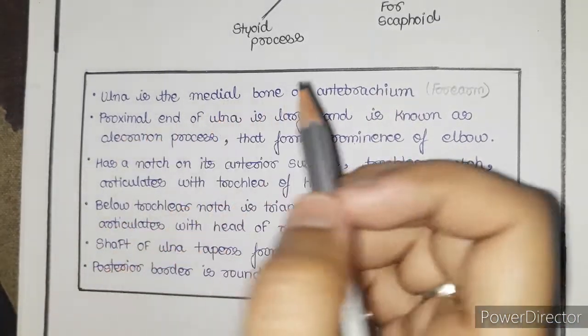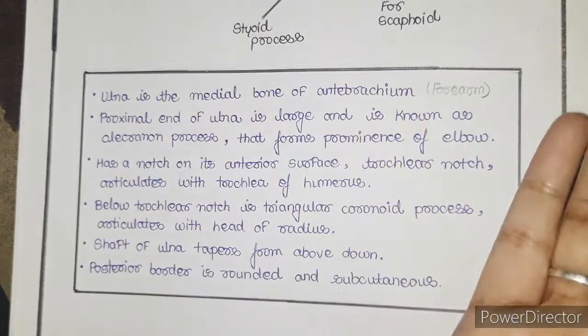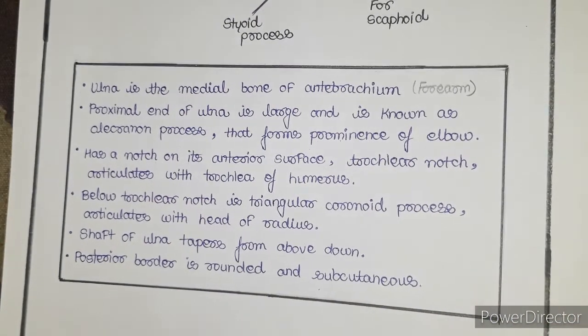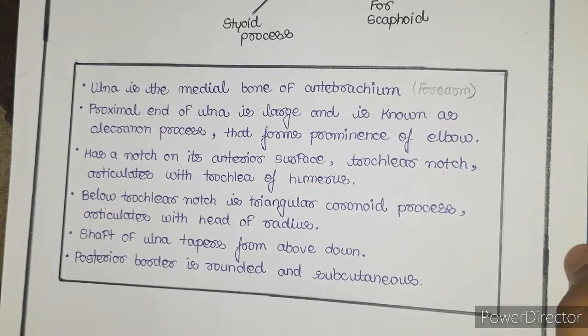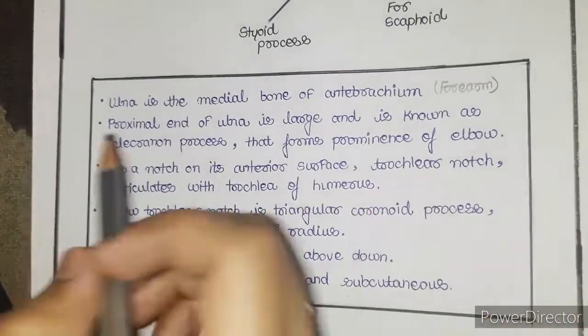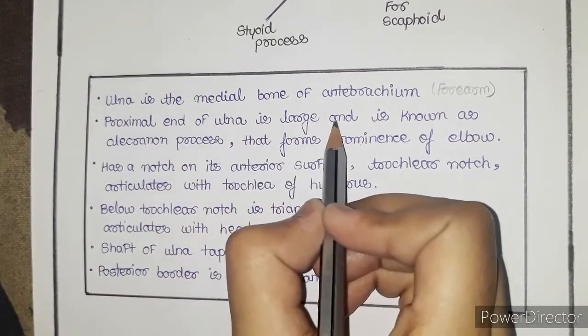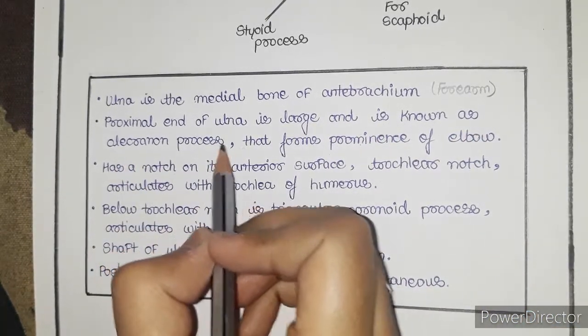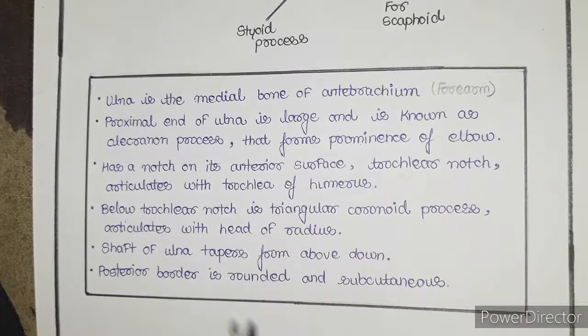In the same way as the radius, we have the proximal end or upper end, the shaft, and the lower end in the ulna also. The proximal end of ulna is the large end, and is known as the olecranon process, that forms the prominence of the elbow.